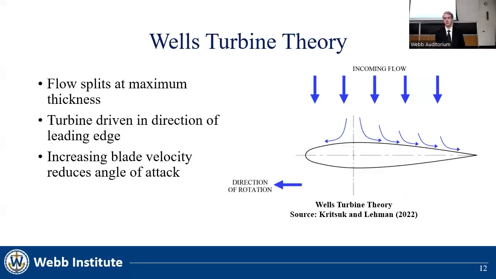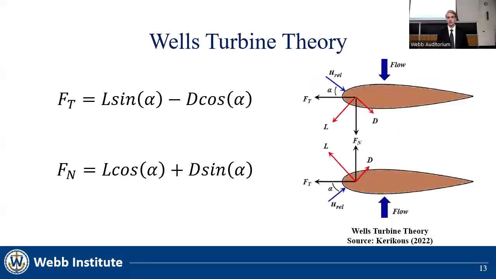As incoming flow arrives at the turbine, it splits at the point of maximum thickness along the foil. A low pressure region and a high pressure region are created, which begins rotation. So, as the blade increases in velocity, the relative angle of incoming flow decreases, which is a reduction in the angle of attack. Here is a further explanation of the forces acting on a Wells turbine.